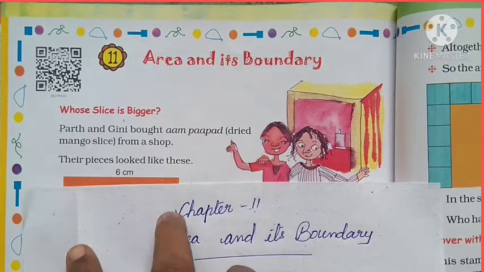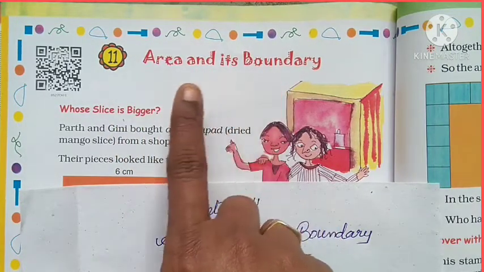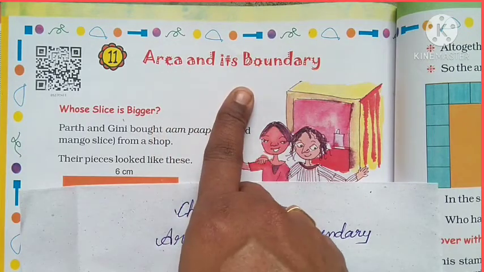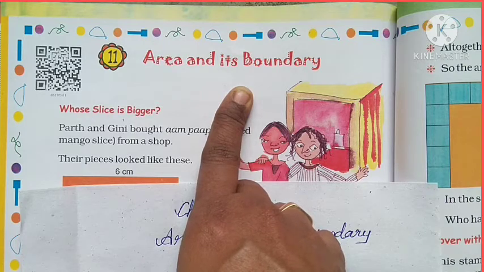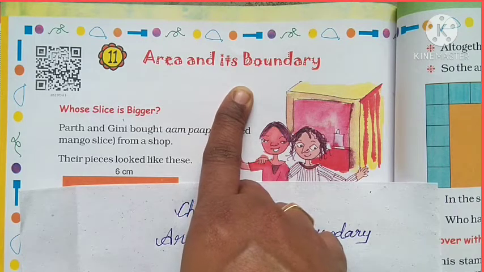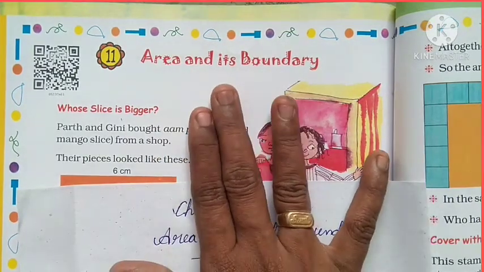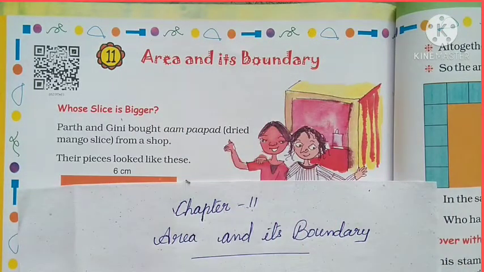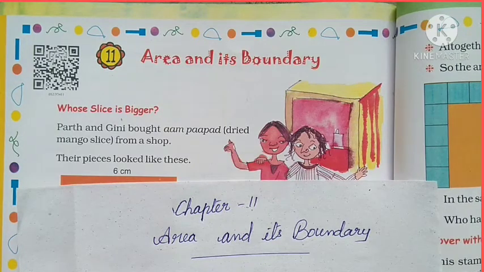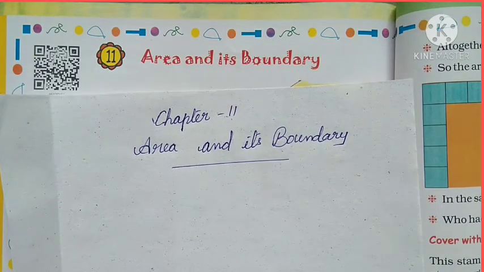Today we are going to learn Chapter 11, Area and its Boundary. Already we have learned these sections in the chapter, how many squares. On that basis we have to do all the questions in this chapter. Before I start this chapter, I will ask some questions related to area and boundary. How can we find out the area of a square? You already know this from the chapter.